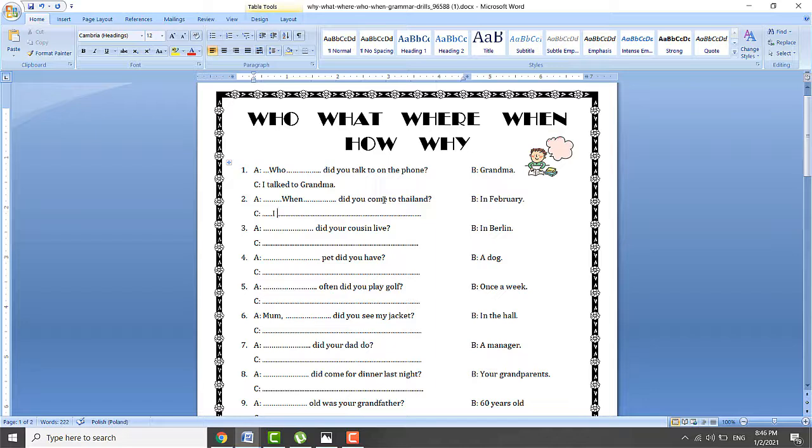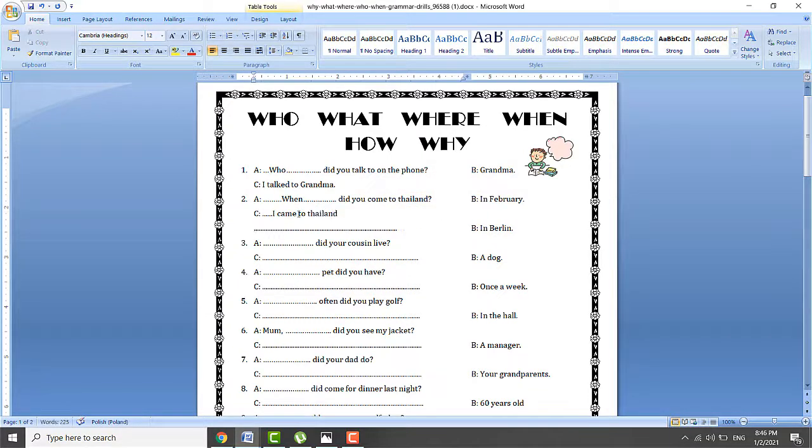here you have come, right? So you need to write come in the past form. It's an irregular verb, so no ed. Come in the past tense is, I came. And I came what? You have it here. I came to Thailand in February. Just like this. Okay, let me erase this.